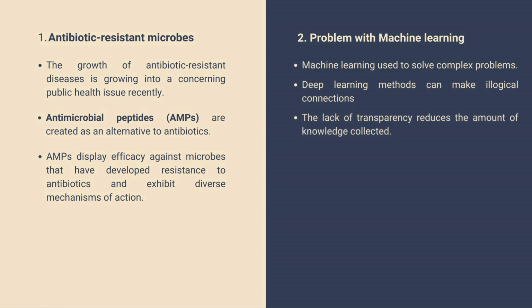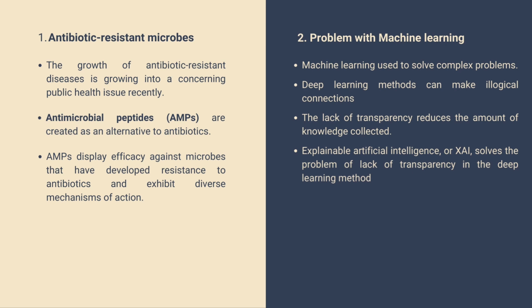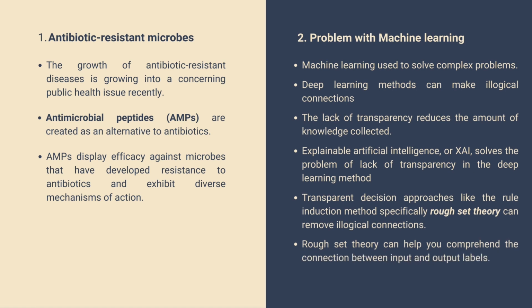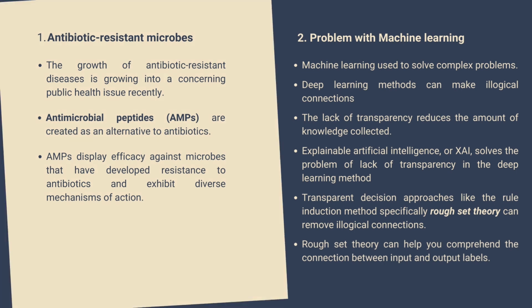To overcome this problem, the scientists came up with a solution called Explainable Artificial Intelligence, XAI. It aims to address the lack of transparency problem in deep learning. In this method, they use transparent decision approaches like the rule induction method. Specifically in this article, they use the rough set theory, which can remove the illogical connection. Rough set theory helps understand the relationship between input and output labels.